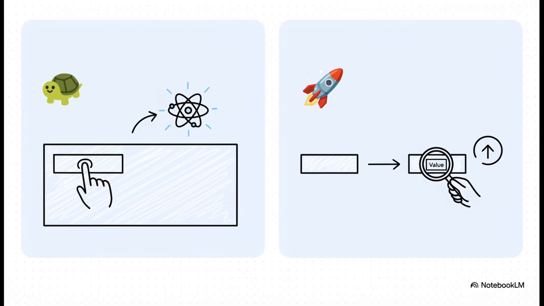But React Hook Form flips the script. It lets the browser's input element manage its own value. It then uses a ref, which is basically a direct line to that element, to read the value only when it really needs to, like when you hit submit. And the result? It's a game changer. Almost no unnecessary re-renders, and your code becomes so much cleaner.